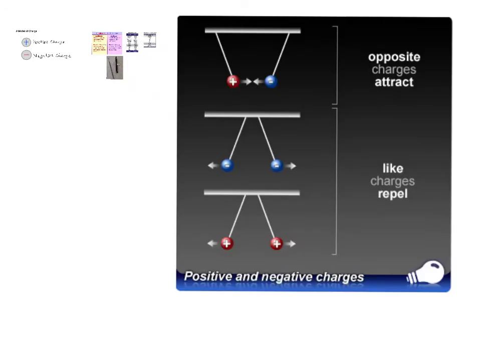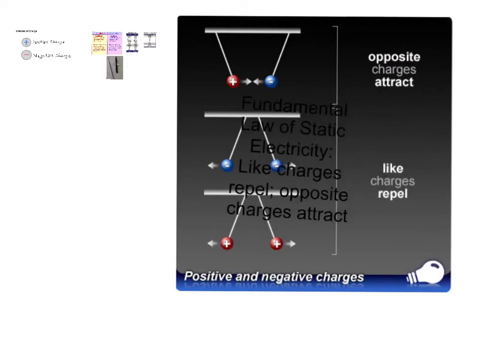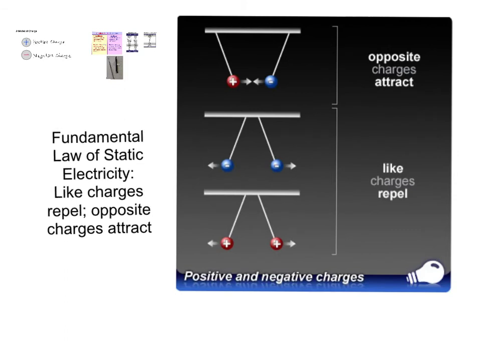Now, when you bring charged up objects near one another, they're going to behave in a predictable way. If I have 2 objects that are both charged up positively or both charged up negatively, they're going to repel away from each other. If I have one object that's charged up positively and another negatively, they're going to be attracted to each other. So this tells us that charged objects will exert forces on one another and obey the fundamental law of static electricity: like charges repel, opposite charges attract.